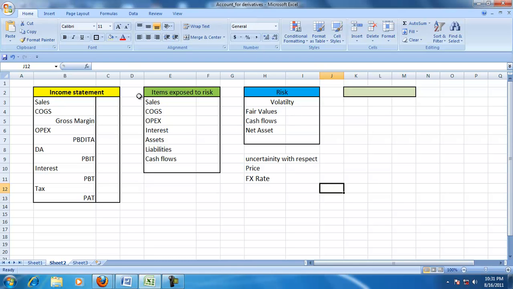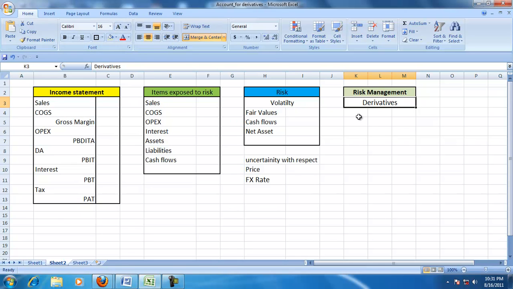Because a large number of items on the financial statements are exposed to risk, the business makes an effort to manage the risk, and that is called risk management. And derivatives are one of the tools with which the companies try to manage the risk, or mitigate the risk, or reduce the risk.